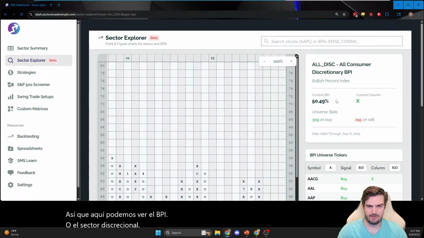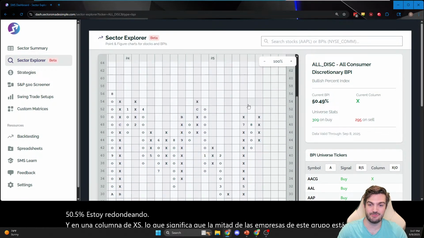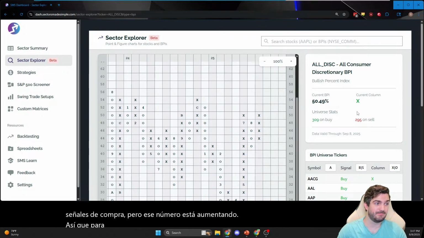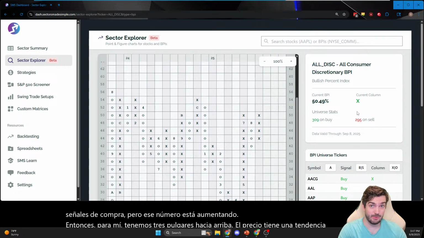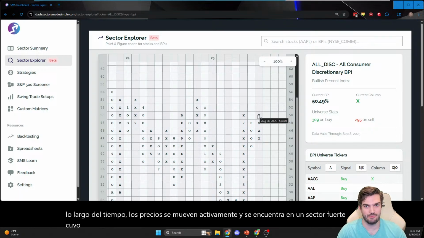50.5%, I'm rounding, and in a column of X's, meaning that half of the companies in this group are on buy signals, but that number is going up. So to me, we've got 3 thumbs up. The price is trending positively over time, the price is actively moving, and it's in a strong sector whose BPI has opportunity and not too much risk.